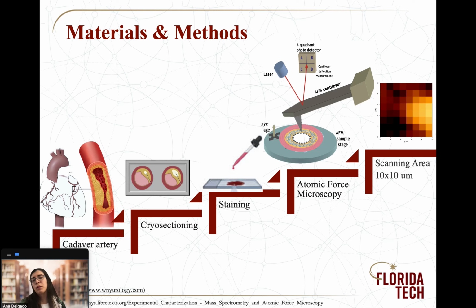Later, with the atomic force microscopy, we choose a spherical tip of 5 micrometer, and the artery was totally submerged in 30 milliliters of PBS. We decided on a scanning area of 10 by 10 micrometer and have 2 locations per artery. That resulted in 64 force curves.